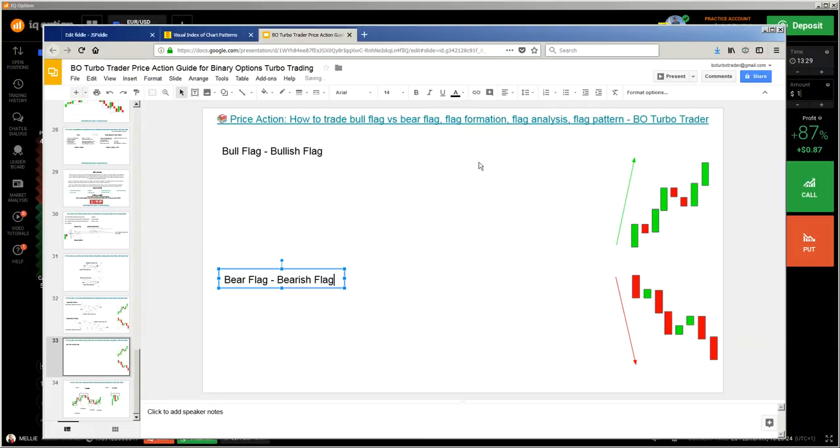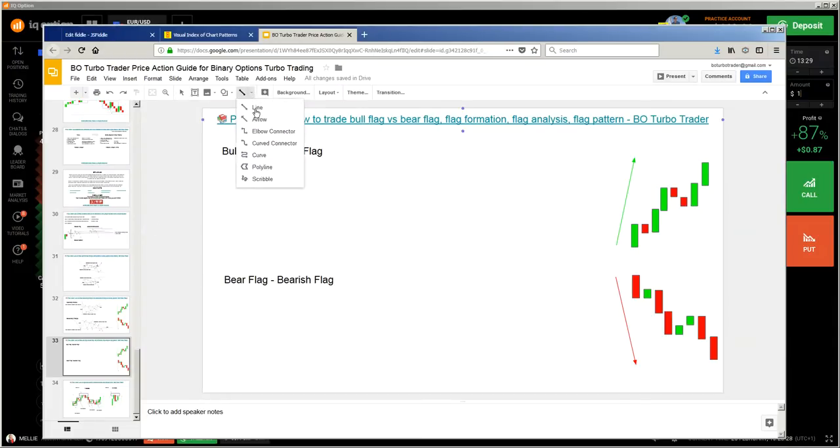So let me see. Okay, now I'm gonna draw them with the arrows, and then I will color them later. So we have the bullish flag. The bullish flag is going up. Yes, we have an uptrend.